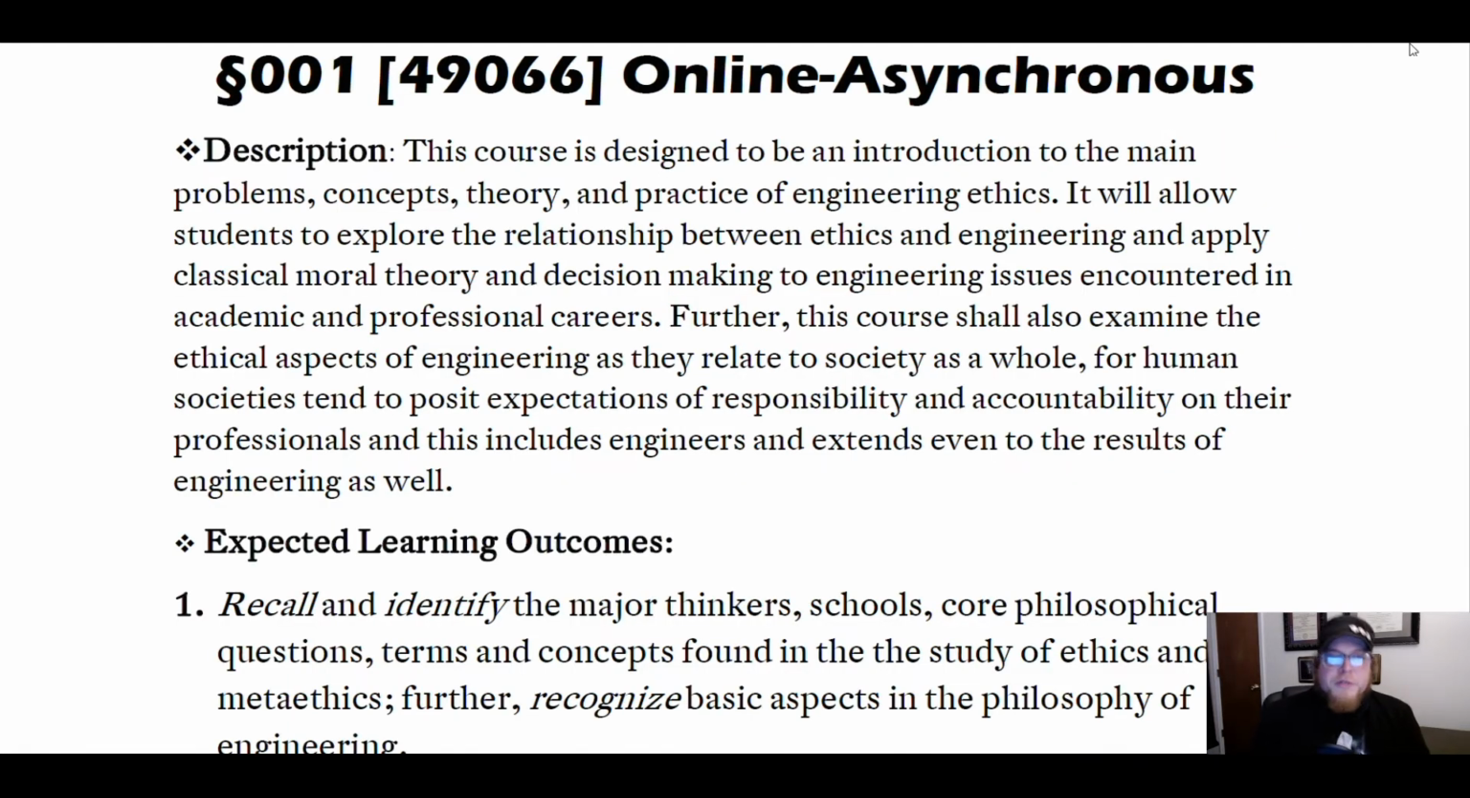All right, let's get into the particulars of the course. This course is designed to be an introduction to the main problems, concepts, theory, and practice of engineering ethics. It will allow students to explore the relationship between ethics and engineering and apply classical moral theory and decision-making to engineering issues encountered in academic and professional careers. Further, this course shall also examine the ethical aspects of engineering as they relate to society as a whole. For human societies tend to posit expectations of responsibility and accountability on their professionals, and this includes engineers and extends even to the results of engineering as well.